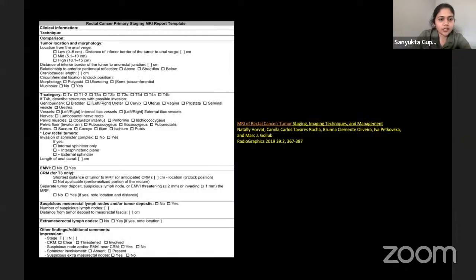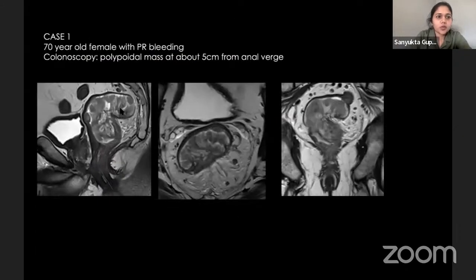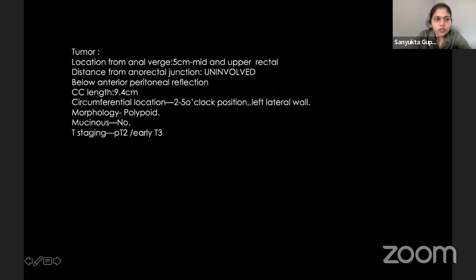So I would just give a few of the cases. This was a 70-year-old female with PR bleeding, and on colonoscopy they found a polypoidal mass at about 5 centimeters from the anal verge. So this is how the mass was. This is a big polypoidal mass with a puckering at the posterior wall, and on the axial scans we can see the mass quite clearly. It is reaching up to the muscularis propria, and this is how the coronal oblique looks. So the tumor location from the anal verge was 5 centimeters. It is involving the mid and the upper rectum.